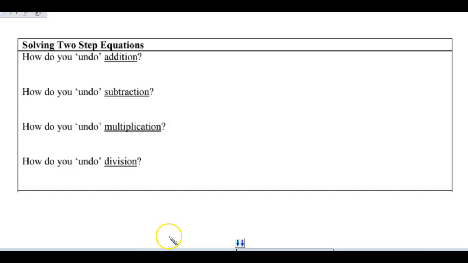So how would you undo addition? You would do that with subtraction. How would you undo subtraction? Well, that would be with addition. How would you undo multiplication? Well, the opposite of multiplying is to divide. And then how would you undo division? Again, the opposite of dividing is to multiply.